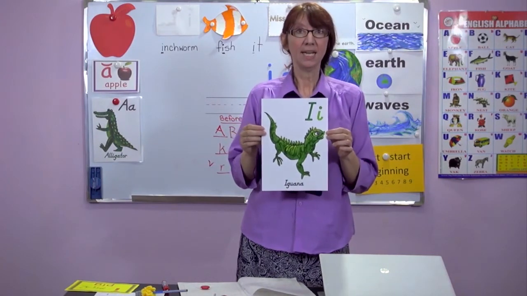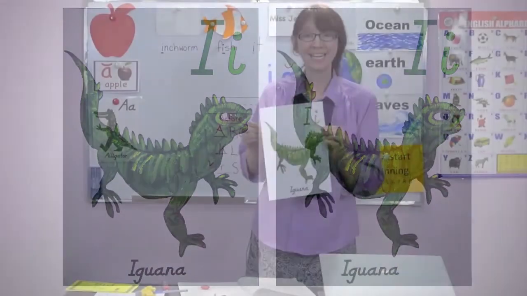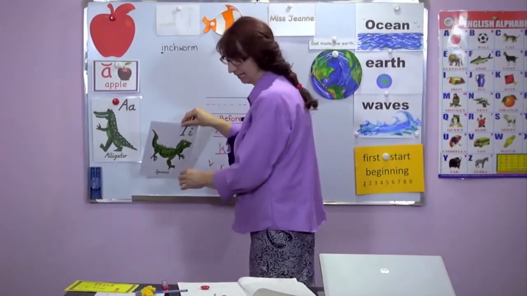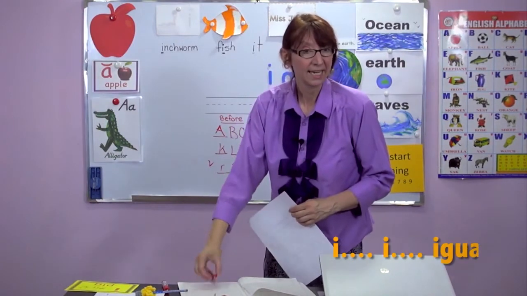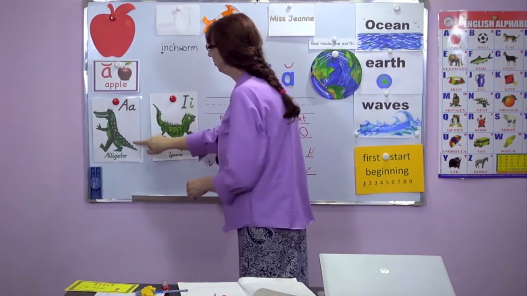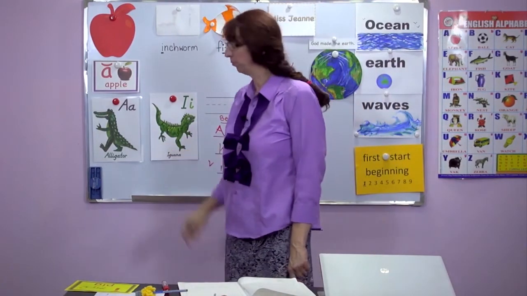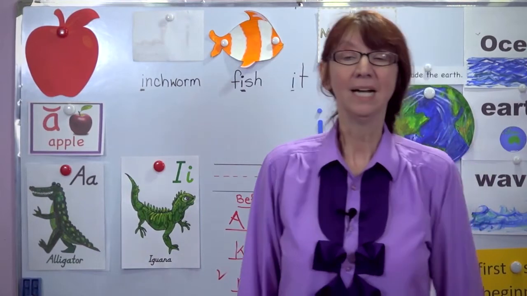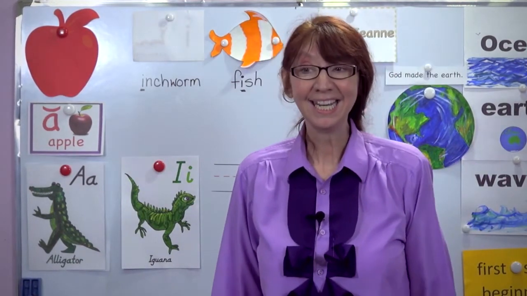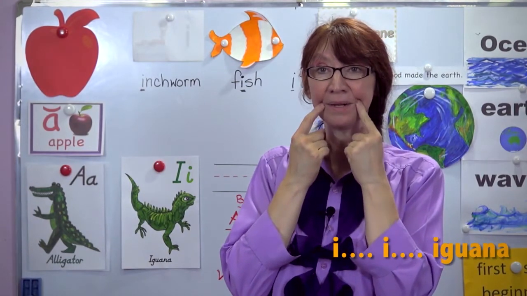When I say iguana, what do you hear at the sound at the beginning? Say that with me. Iguana. Now that's a tricky sound. They're both green. Did you notice that? The alligator and the iguana are both green. Here we go. Iguana. Look at my face. Look at my mouth.